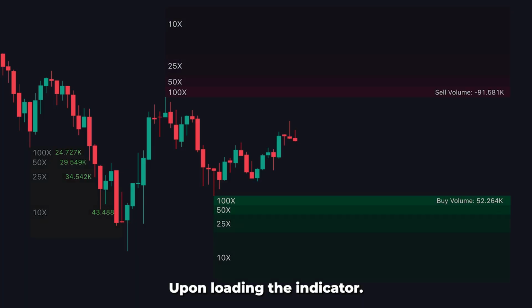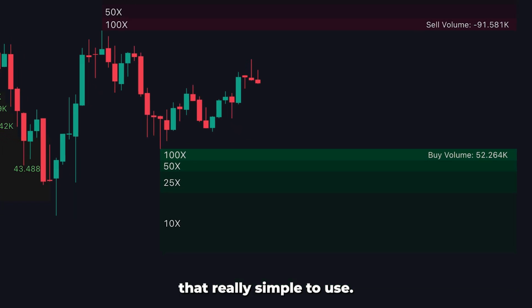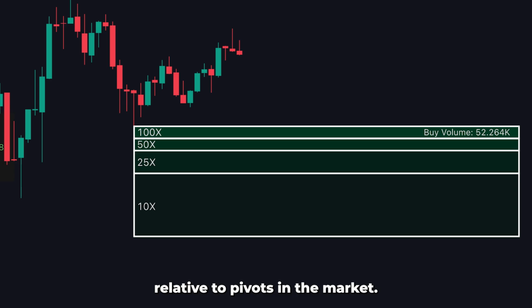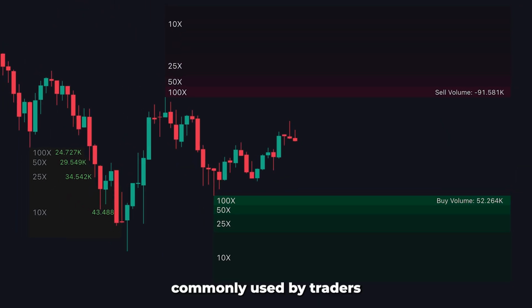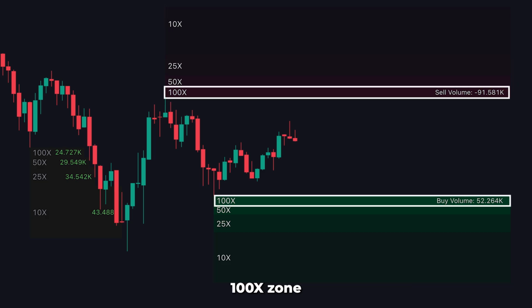Upon loading the indicator, you will notice the green and red liquidation zones. They're really simple to use. Each zone shows potential liquidation zones relative to pivots in the market. Areas of lower leverage, e.g. 10x, are more commonly used by traders and will generally have more volume. Therefore, this zone is more likely than our 100x zone to see a reversal and mass liquidations.